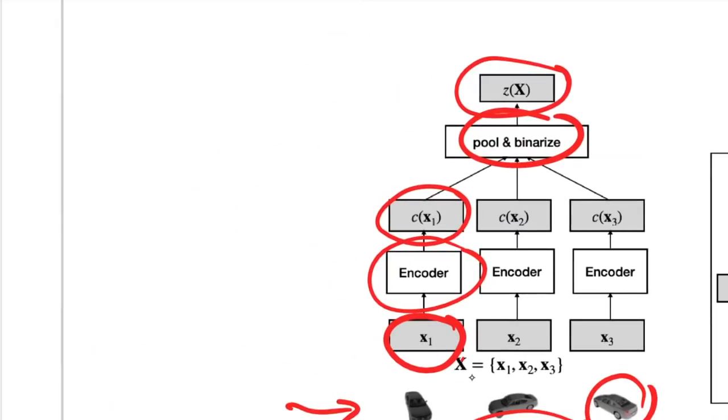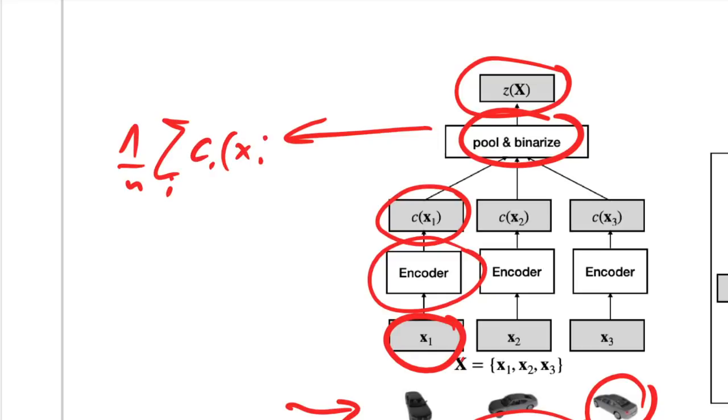And so this does two things, namely, first of all, it pools, it simply averages these things. So it goes 1/n Σ c(x_i), I guess. So this simply averages these encodings right here.